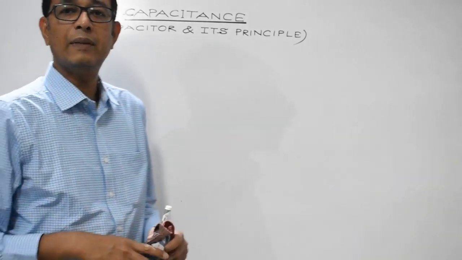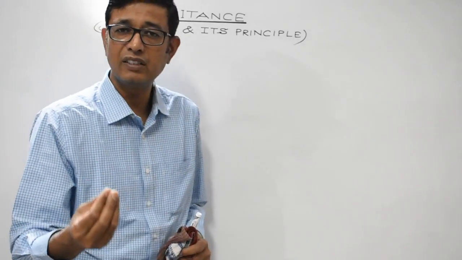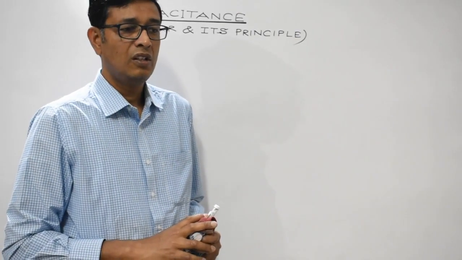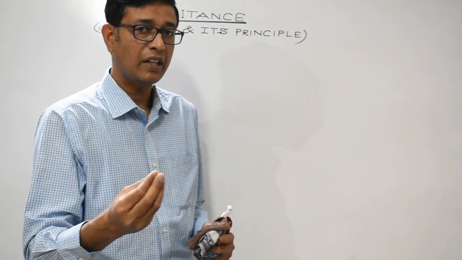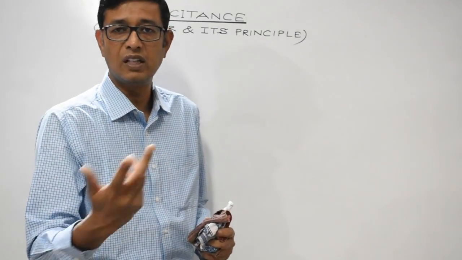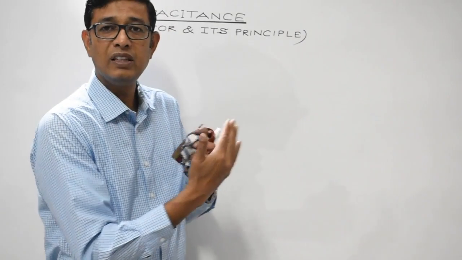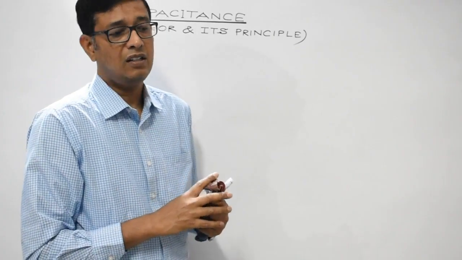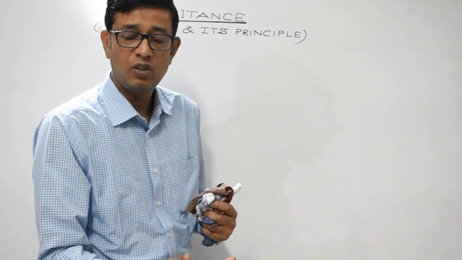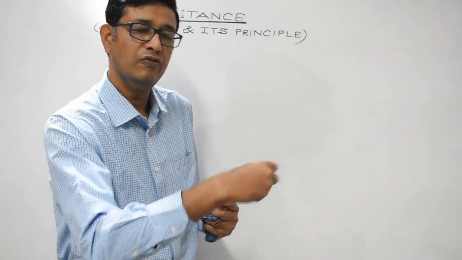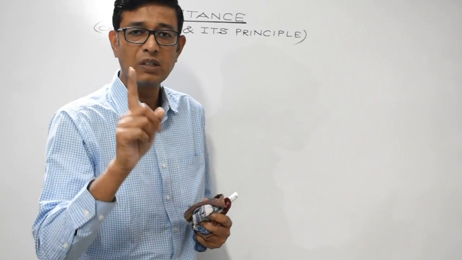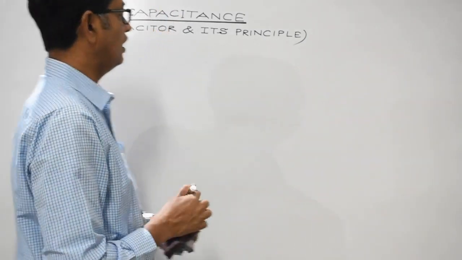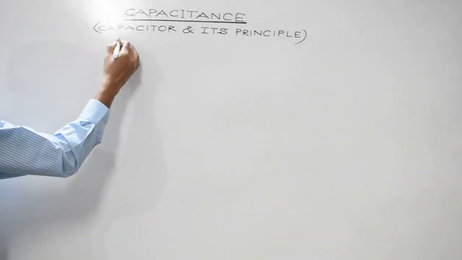So students, capacitors are electronic devices which we very often use in almost every electronic circuit. A capacitor is a suitable arrangement of two conductors with a small gap between them, which may be filled with some dielectric or insulating medium, and the charge storing ability of that arrangement is very, very large. So that suitable arrangement of conductors is known as a capacitor. Now let's try to understand its principle.